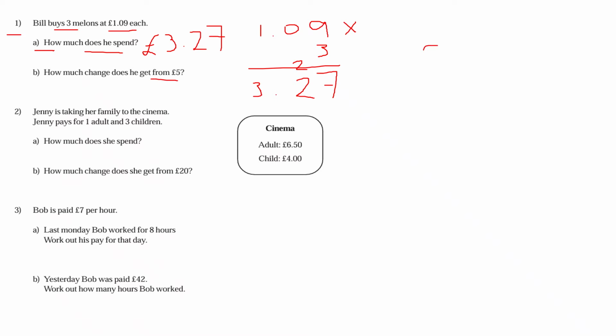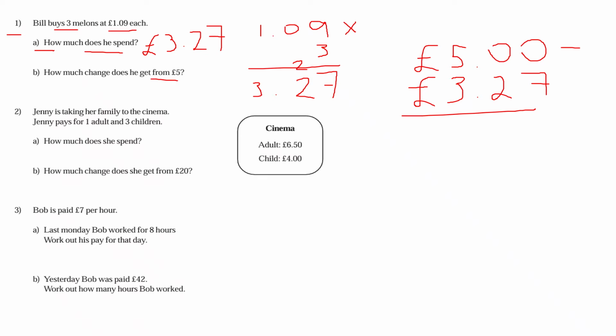Okay, so I'm going to do 5.00, subtract, or minus, or take away £3.27, because I'm working out how much is left over once he's paid his expenditure. Working from the right to the left, 0 take away 7 I can't do, so I need to borrow from the next non-zero number.